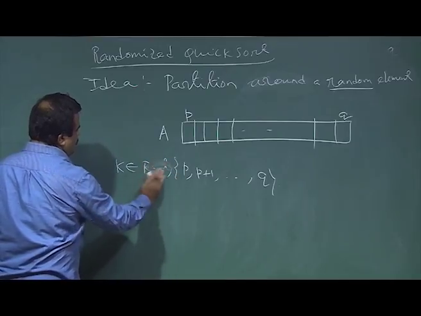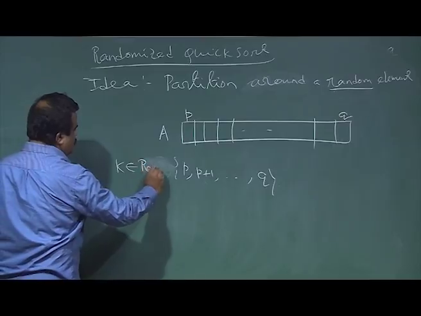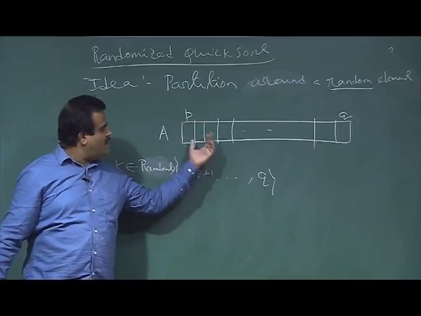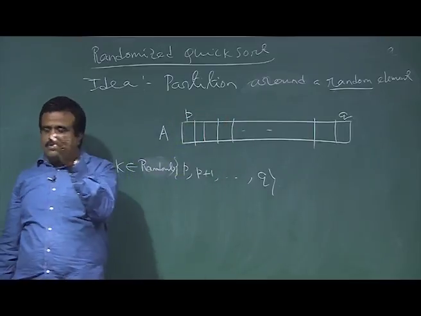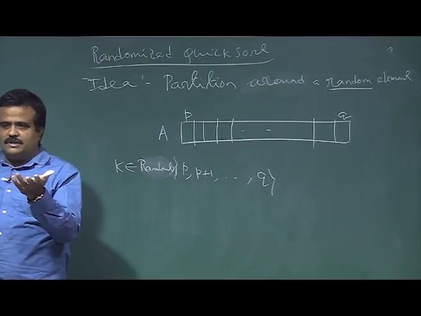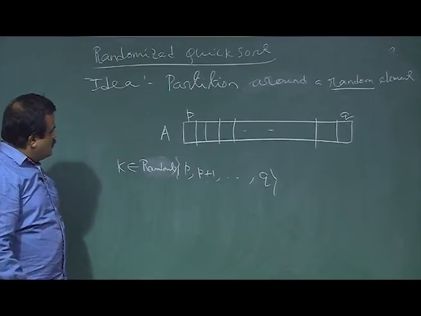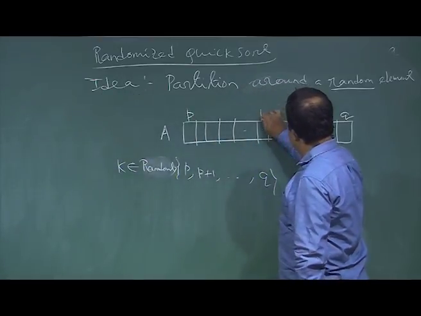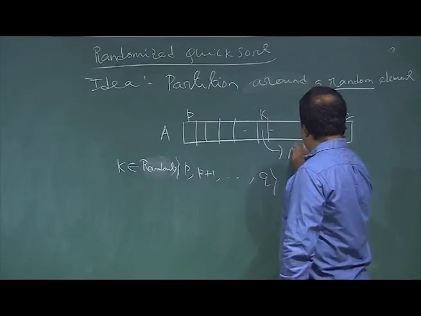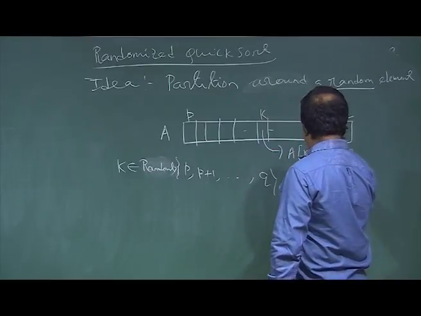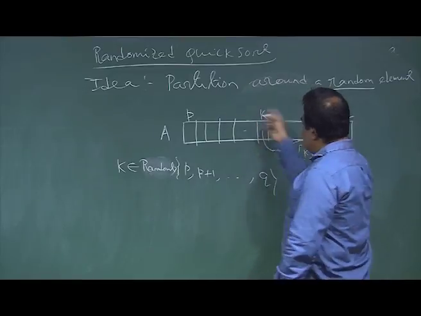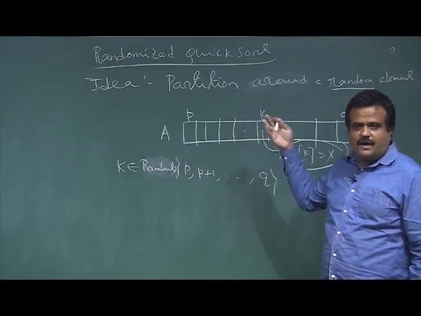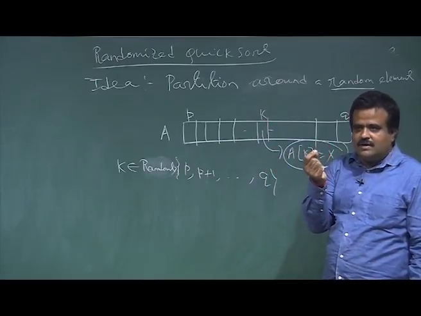We generate a random number. If there are n elements, they are equally likely to come as the pivot element, so the probability is 1 by n. So we choose a k randomly from this index set, and ak is going to be our pivot. This is our x, and this is a random choice. Before running the code, we do not know which k will come. It depends on the random number generator.